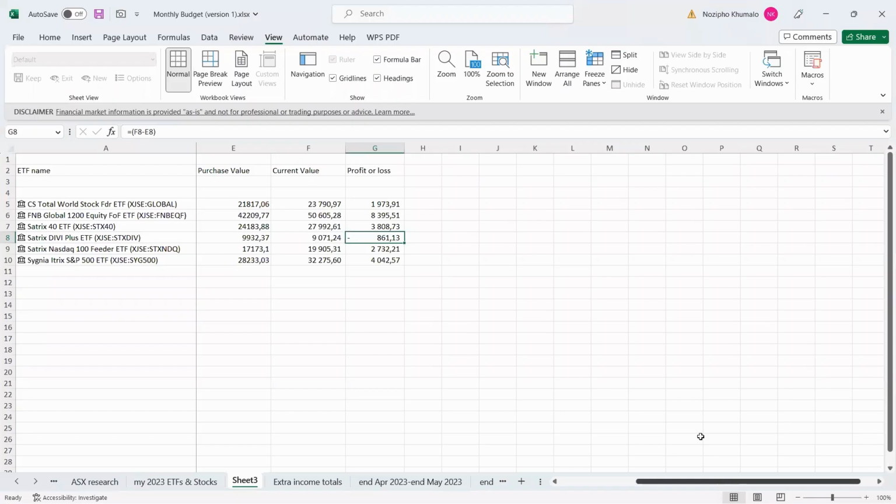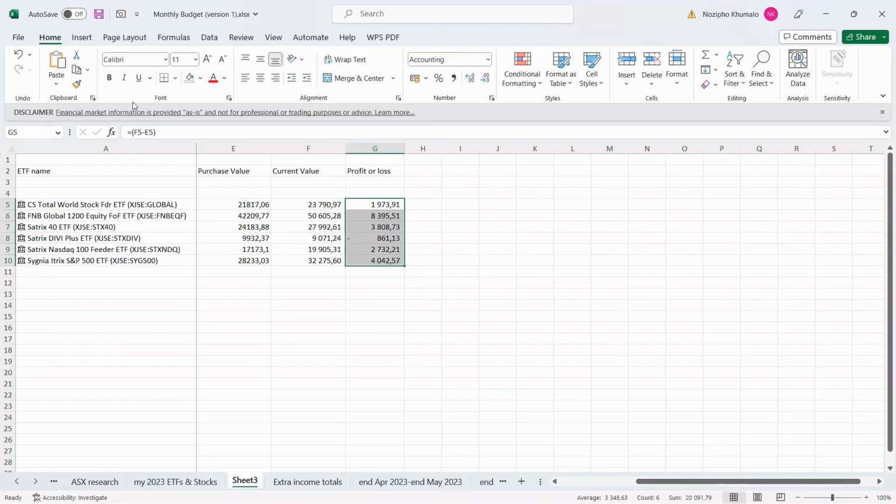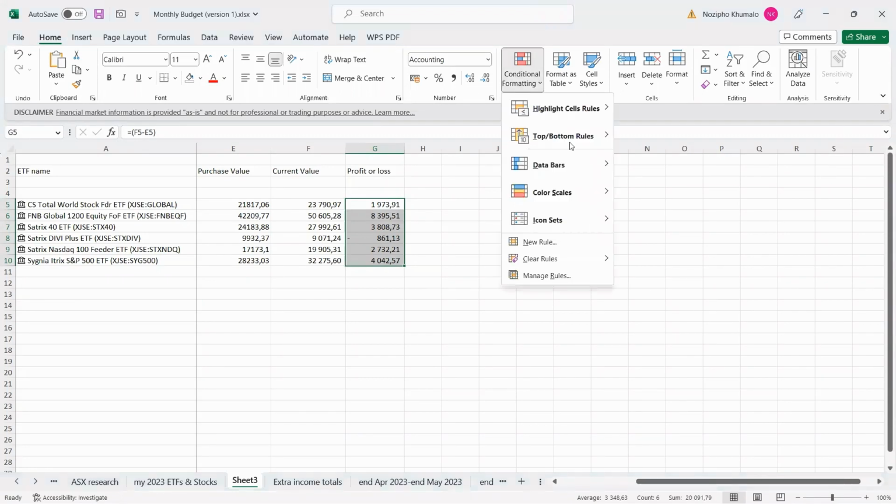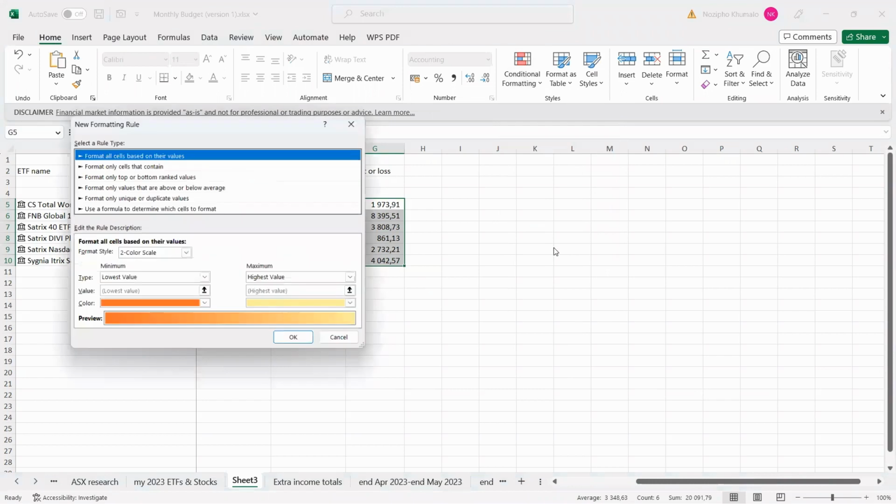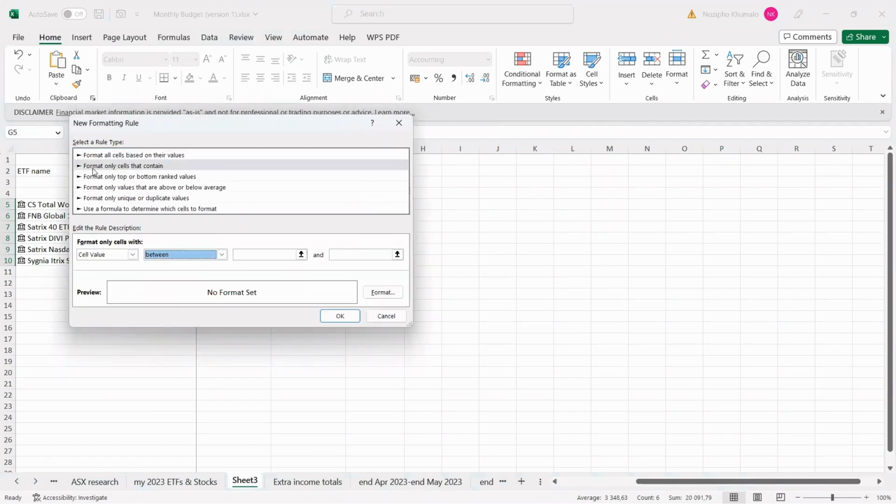Then let's talk about this profit or loss. You can actually put colors. You can put conditional formatting, which is what I've done for my other spreadsheet that I've shown you in a previous video. So to put in conditional formatting, go where it says home and then click on conditional formatting and select new rule. I select where it says format only cells that contain. Now I'm going to select cell value less than, then I'll type 0 and then format that.